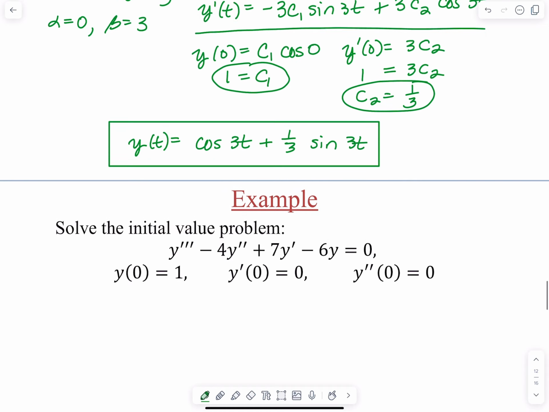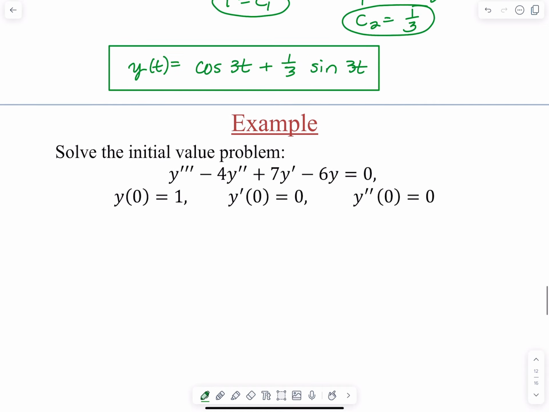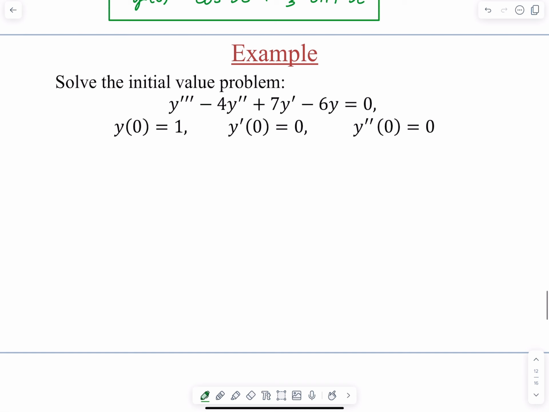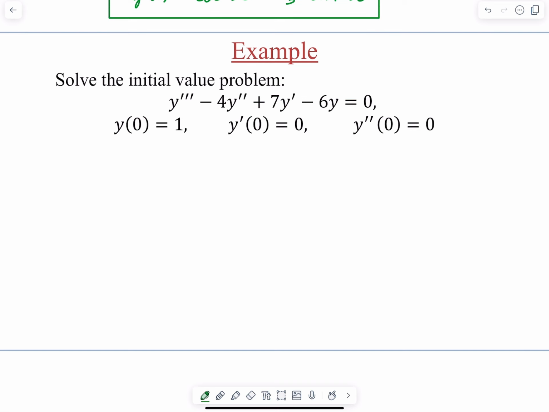Okay, let's take a look at our next initial value problem. Here you can see we have a third order differential equation. We could go ahead and write our auxiliary equation down: r cubed minus 4r squared plus 7r minus 6 is equal to 0. Of course, we have a cubic.